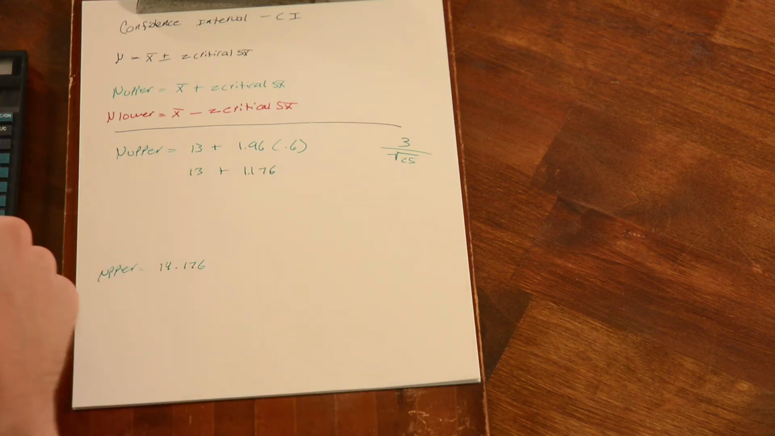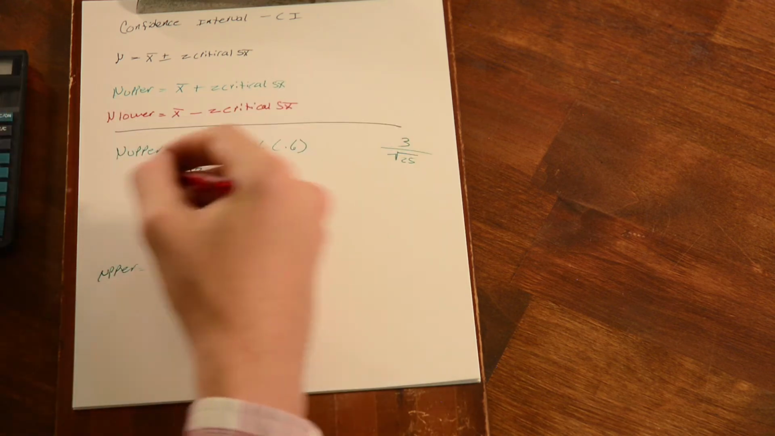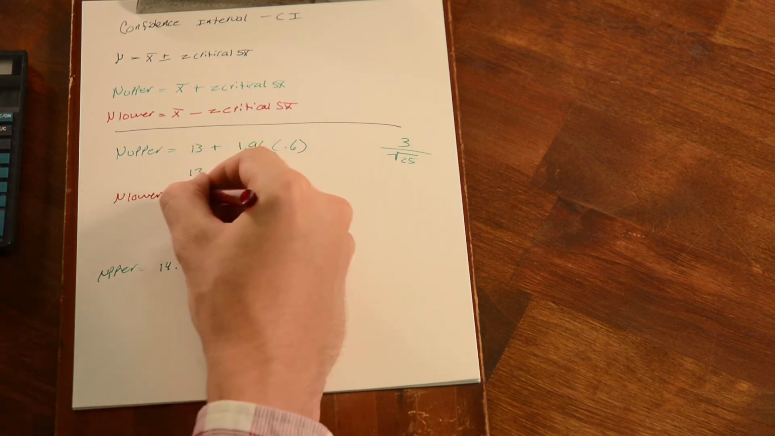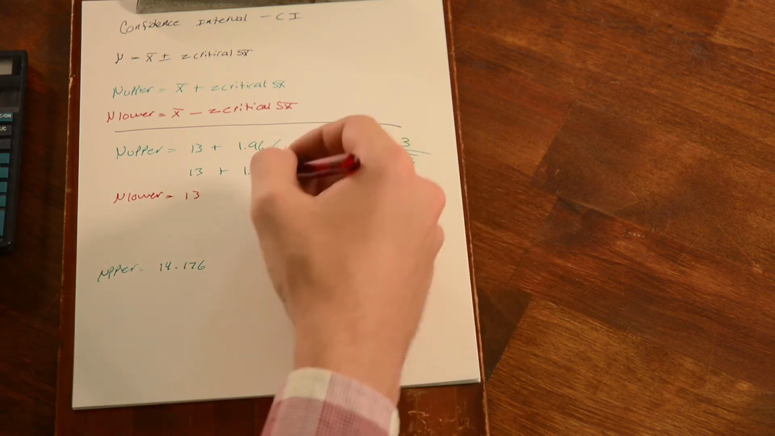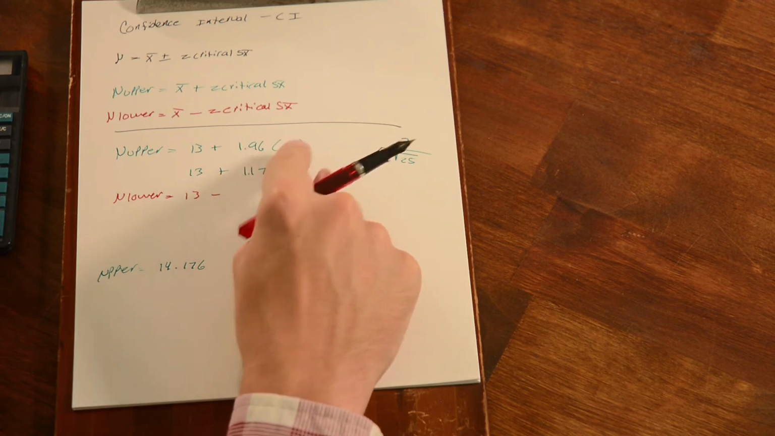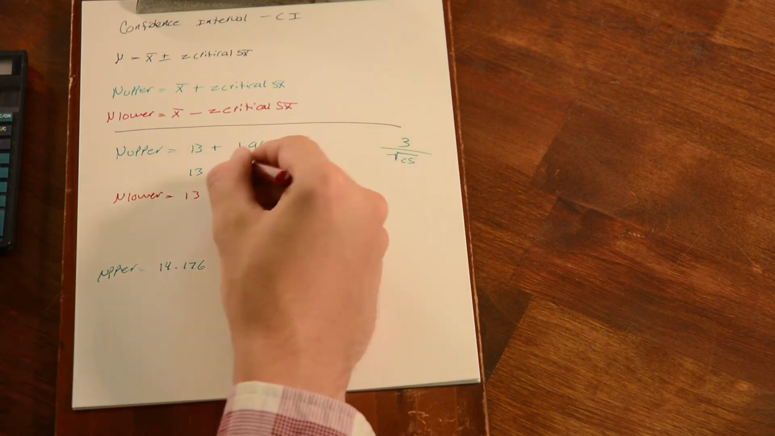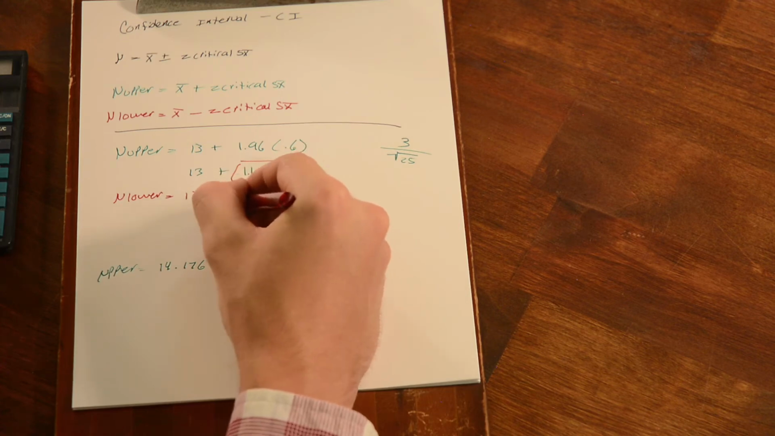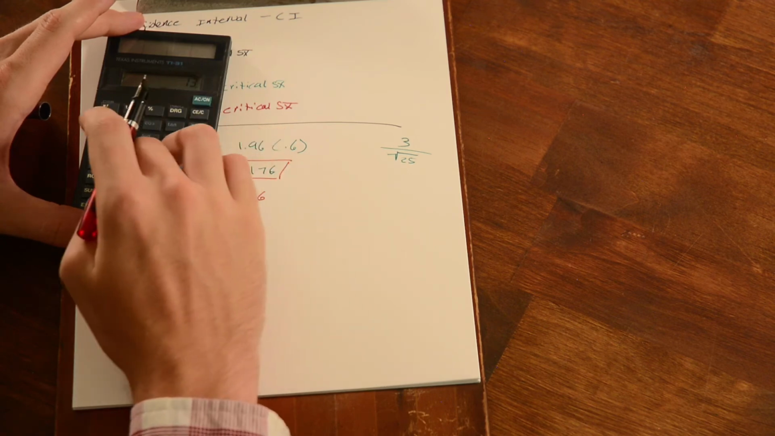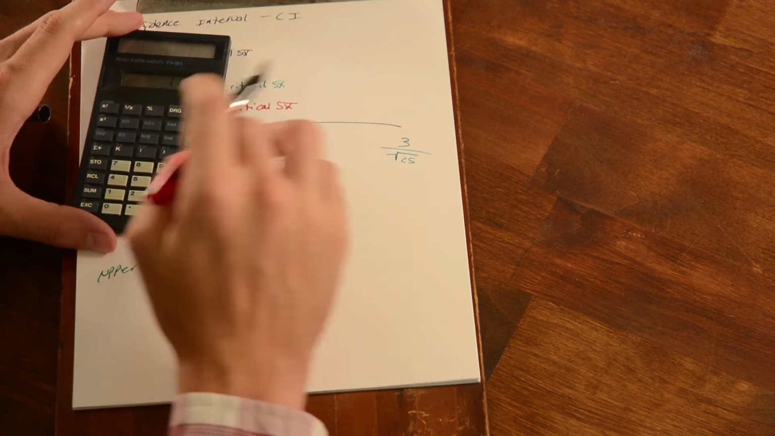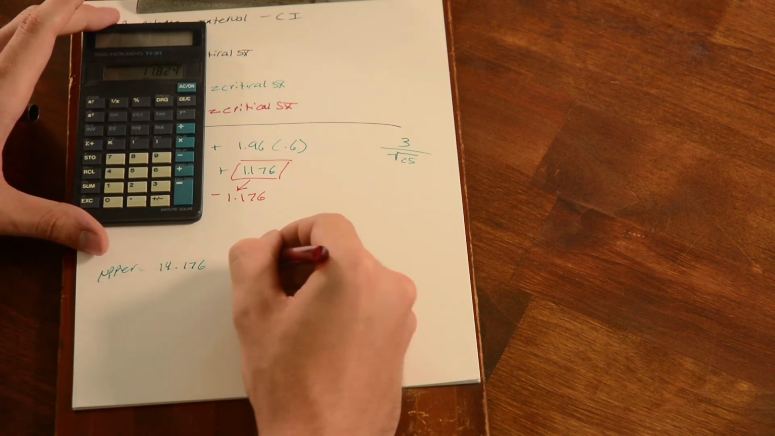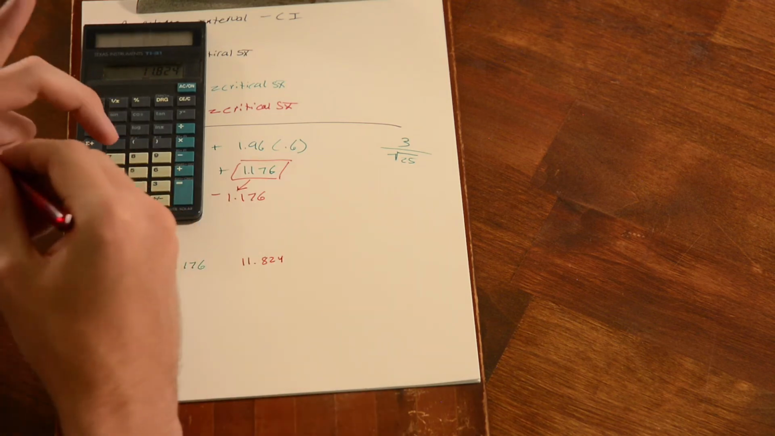Now we get to work on our lower bound. For our lower bound, we again have 13 because that's our x bar, that's our mean for this sample, minus, and we could go through and recalculate this again. However, the numbers are the same, so we're just going to bring them down. 1.176. So we have 13 minus 1.176 is equal to 11.824.